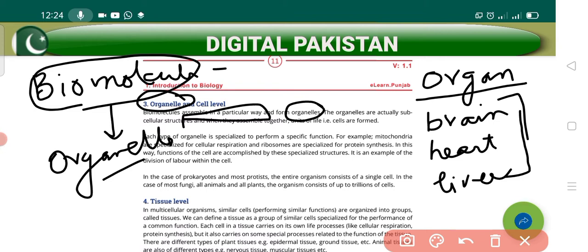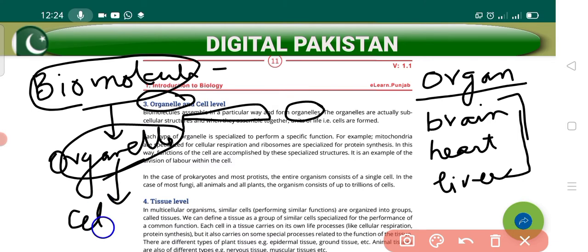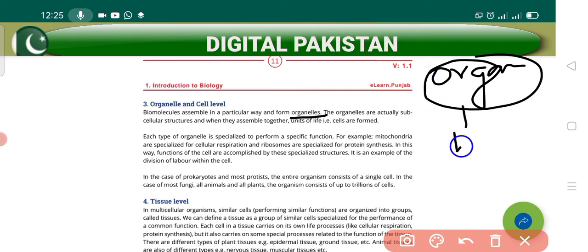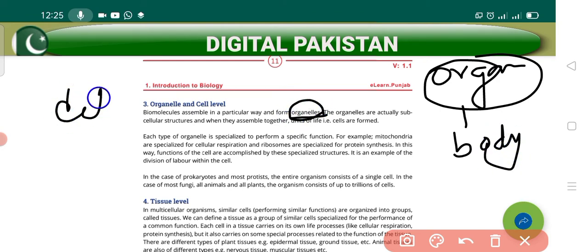Similarly, the organelles perform the special function of the cell. The organs perform the special function of the body, and the organelles perform the special function of the cell. The organ is large, and the organelle is very small. So the organs perform the function of the living body, and similarly, the organelles perform the function of the cell. So these organelles are the subcellular structures of a cell.